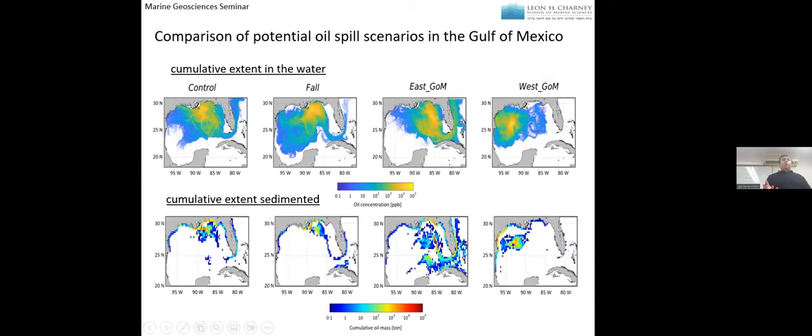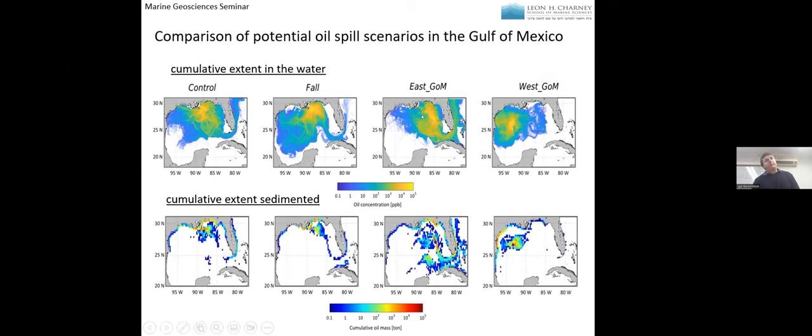And so we use four different scenarios for this analysis. One is the actual Deepwater Horizon, the hindcast of the Deepwater Horizon. The second scenario is the exact parameters of the Deepwater Horizon, but occurring during the fall instead of the spring.